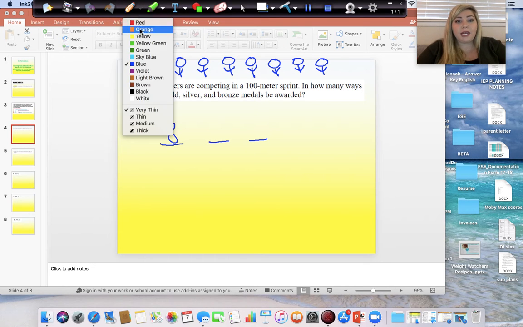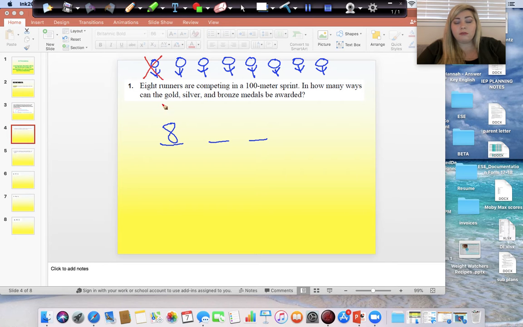But once somebody has gotten gold, they're crossed off the list. They can't get gold and silver. That's not fair, right? So that person that has gotten gold is now crossed off the list. So we only have 1, 2, 3, 4, 5, 6, 7 people who can get silver. Once that person has gotten silver, now we've gotten somebody who got gold and silver. So we have 1, 2, 3, 4, 5, 6 people left that can get that bronze medal.